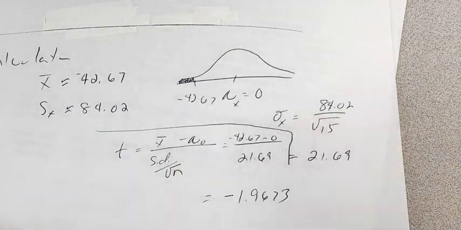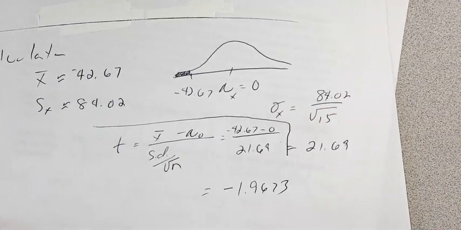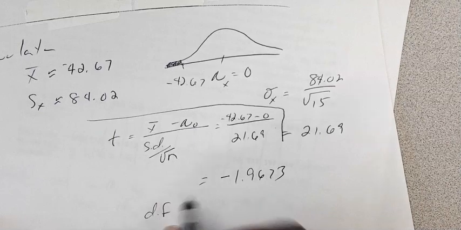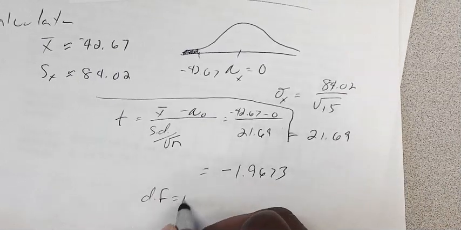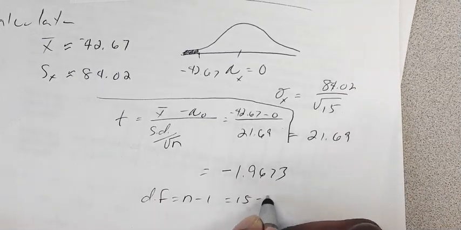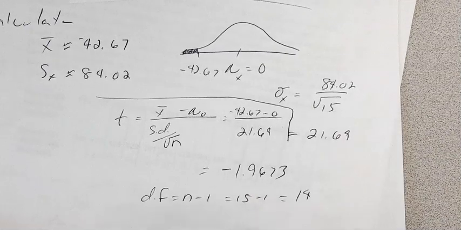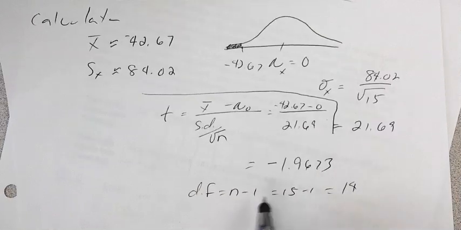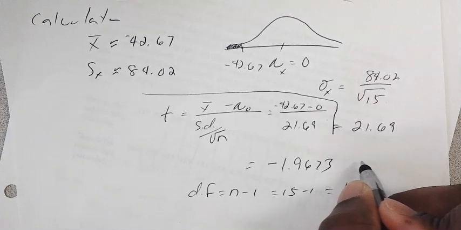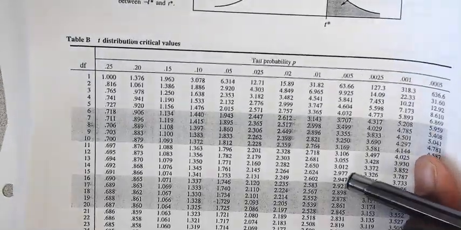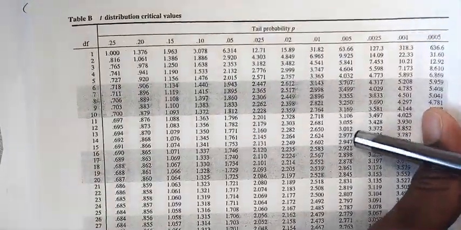So basically, we want to know the area related to that t-value. We need a degree of freedom too, though. So that degree of freedom is going to be n take away 1, which is 15 take away 1, which is 14. So I can use a table to estimate that now. All right, so we're looking for negative 1.9673 and degree of freedom of 14. And for that matter, we can also be looking for positive 1.96, since the t-table always has positive values.